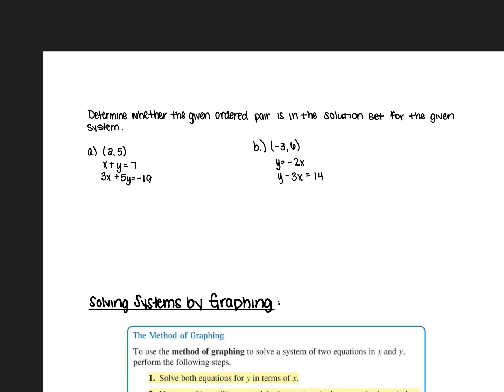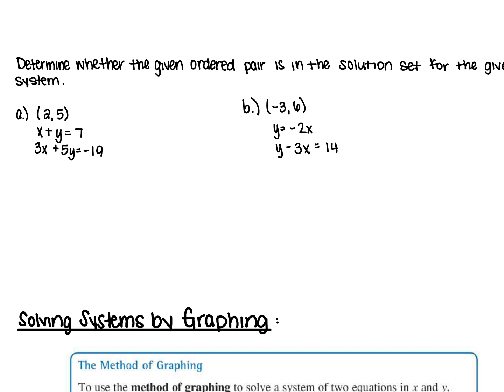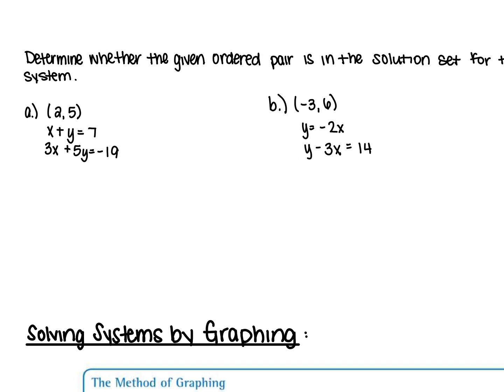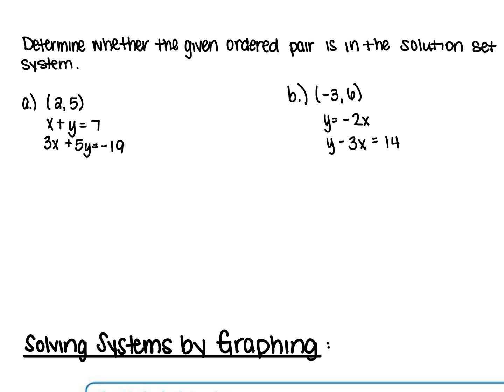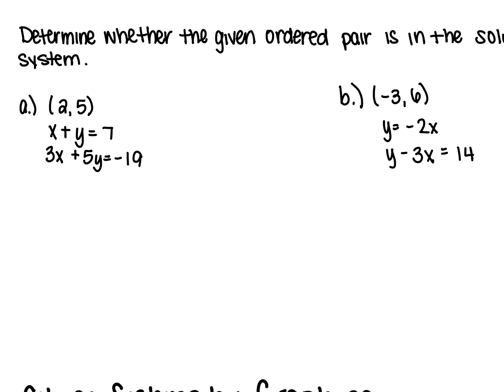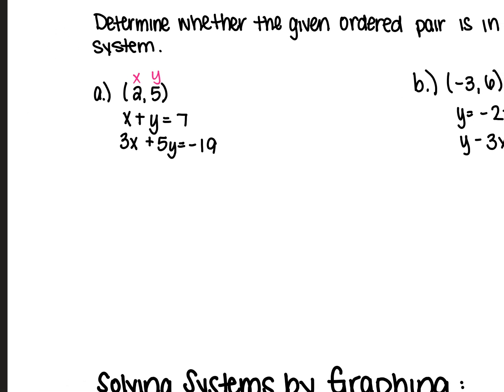With the next examples that we're going to look at, we're determining whether the given ordered pair is a solution set for the given system. For A, we're given the ordered pair 2, 5 with the system x plus y is equal to 7 and 3x plus 5y is equal to negative 19. We're going to plug the 2 in for x, the 5 in for y, and see if this gives us true statements for both of the equations. For the first equation, we're going to have 2 plus 5 is equal to 7. The 2 plus 5 gives us 7, and 7 is equal to 7. So that one is a true statement.